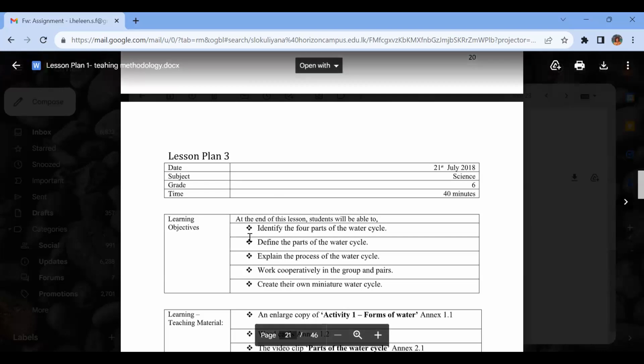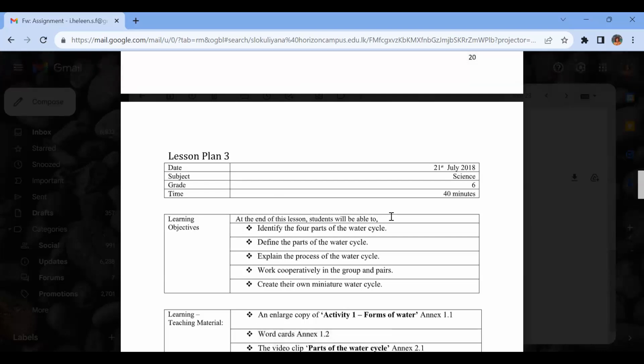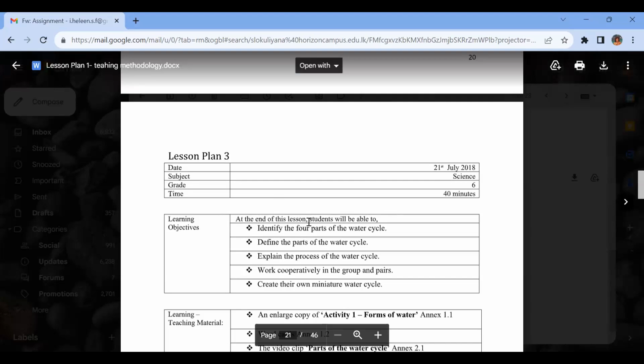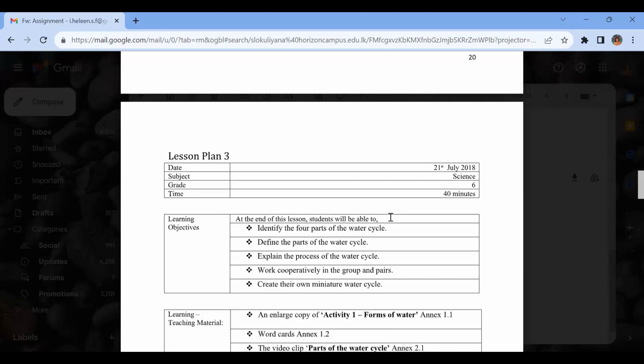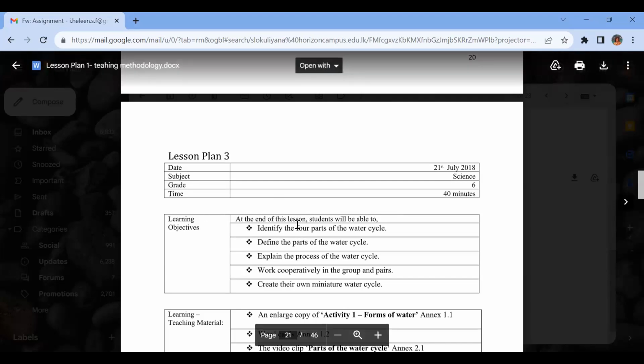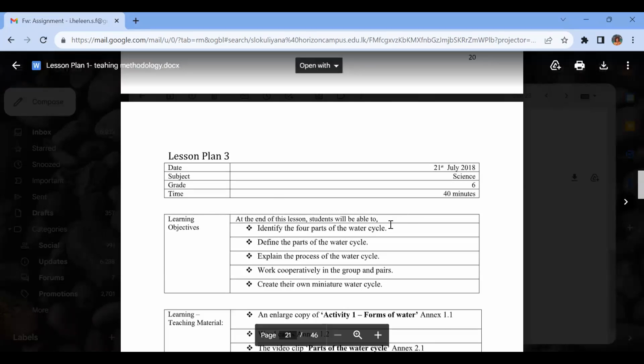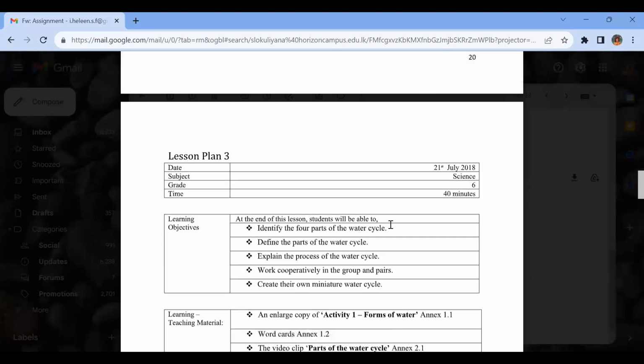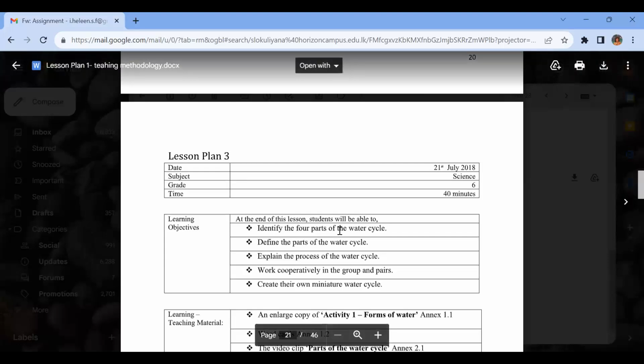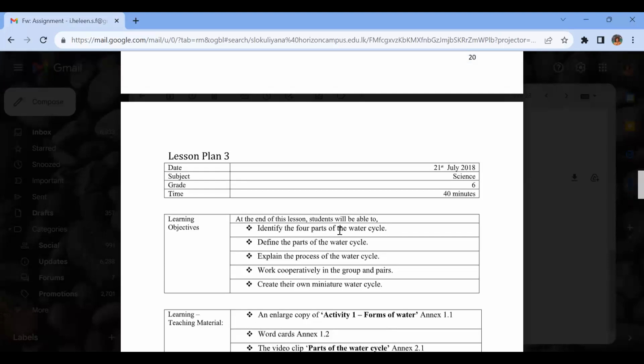Now here, this is SMART. That is why the stem at the end of the lesson, students will be able to, is time bound, SMART. So you all know this stem is very important. You can write it down: at the end of the lesson, students will be able to. You don't have to repeat the same. It is taken as a step. Then you put bullets and write. Can you read the 5 lesson objectives here?